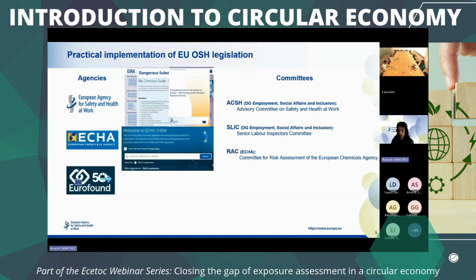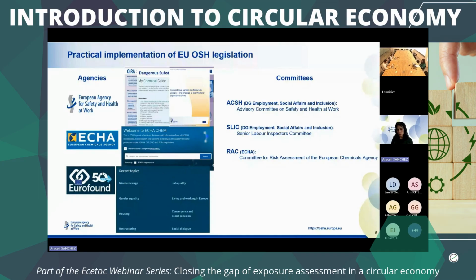And then there is another agency, Eurofound, that is mostly focused on working conditions and the trends on the labor market. And then we have the committees. The most relevant ones are the Advisory Committee for Health and Safety. This is a tripartite body representing the member states, the unions, and the employers. And within this committee, there are many working parties. One of them is the Working Party on Chemicals, and it works very closely with the Committee for Risk Assessment that sits under ECHA, for example, for the establishment of occupational limit values that are very important to protect workers' health.